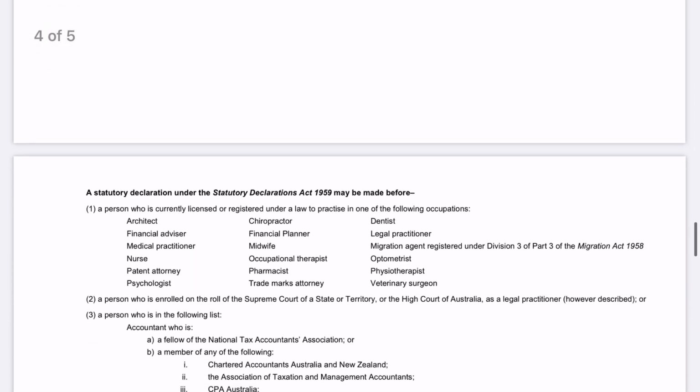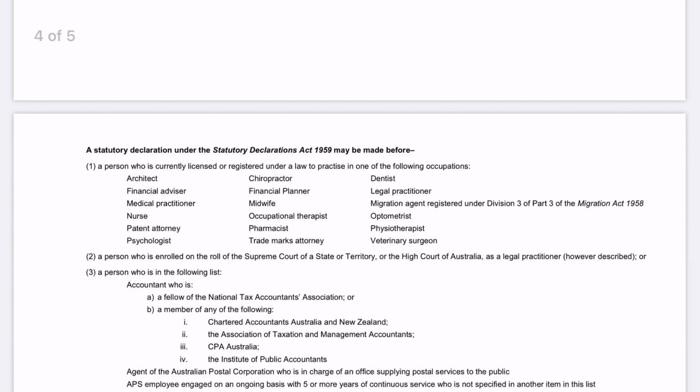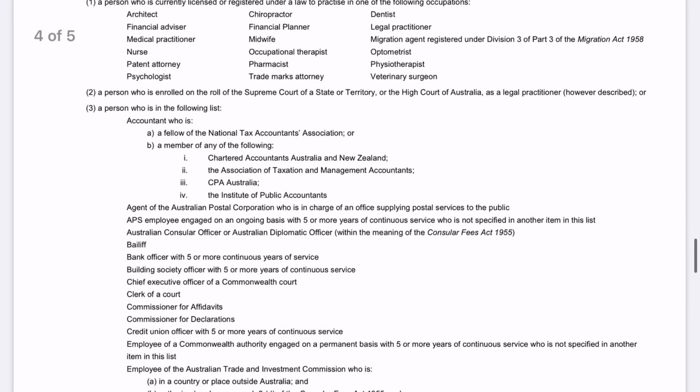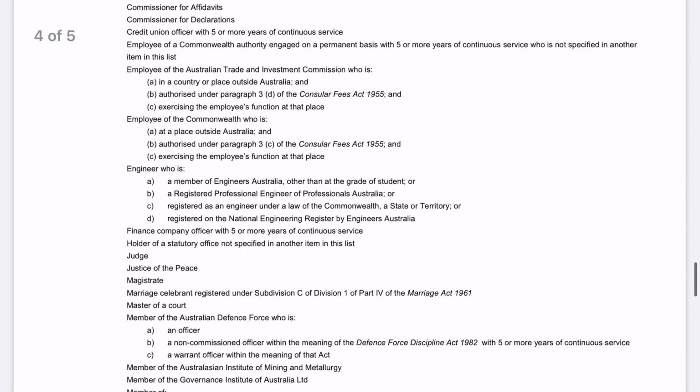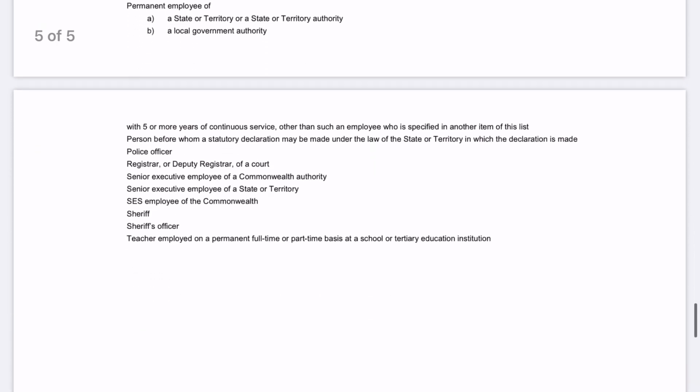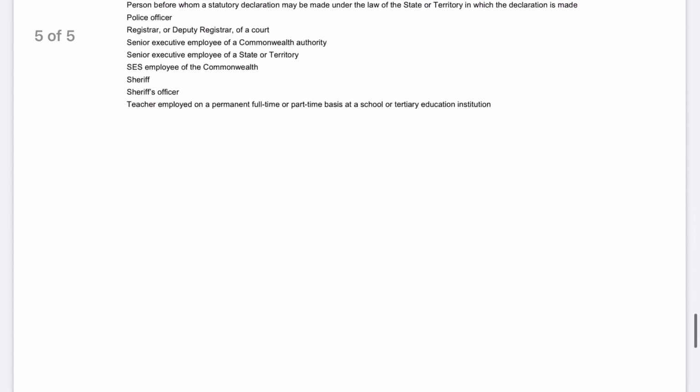Okay, now this is the list of the people in front of whom the declaration can be made. A lot of people go for a notary because notary is also included, but whatever is applicable in your case, you have to do that. So that really helps, guys.